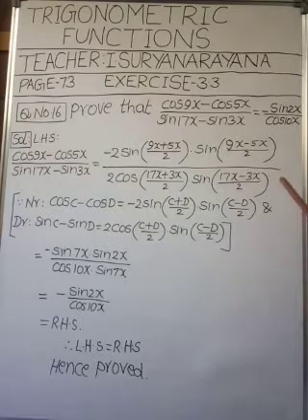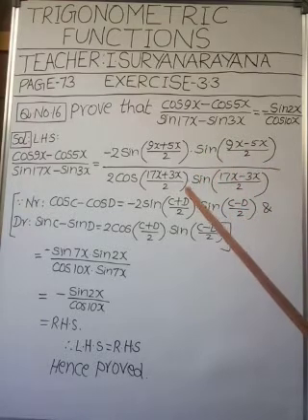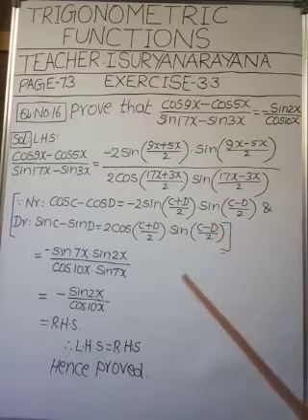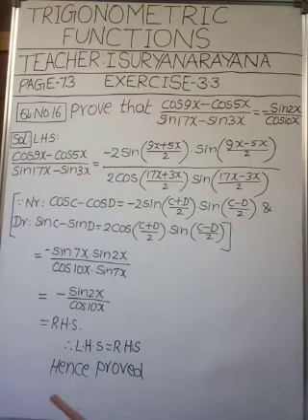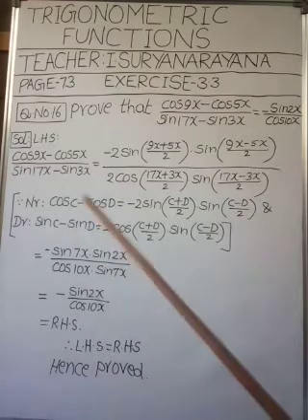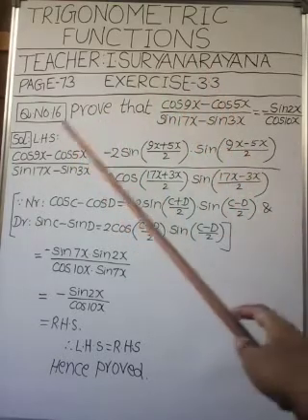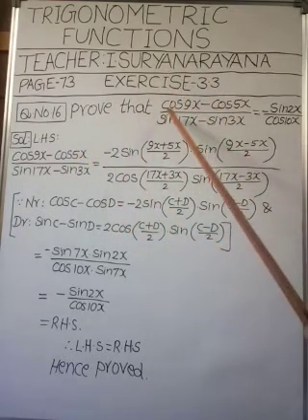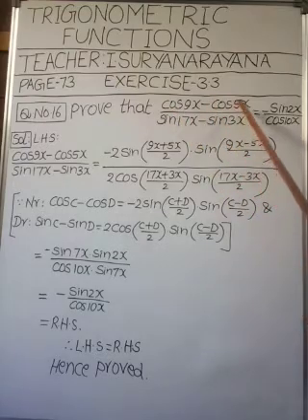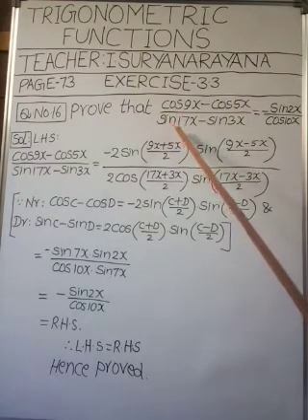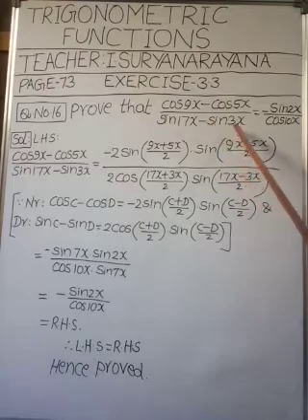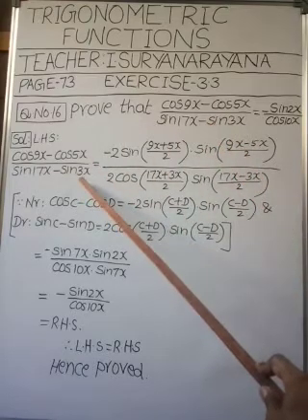Okay, my children. So I will explain question number 16 here. Will you try question number 17, question number 18, question number 19, question number 20, my dear children? Right. See here, let us take LHS to prove this statement. Let us take LHS. What is LHS here? Cos 9x minus cos 5x whole divided by sin 17x minus sin 3x. We have taken LHS here.